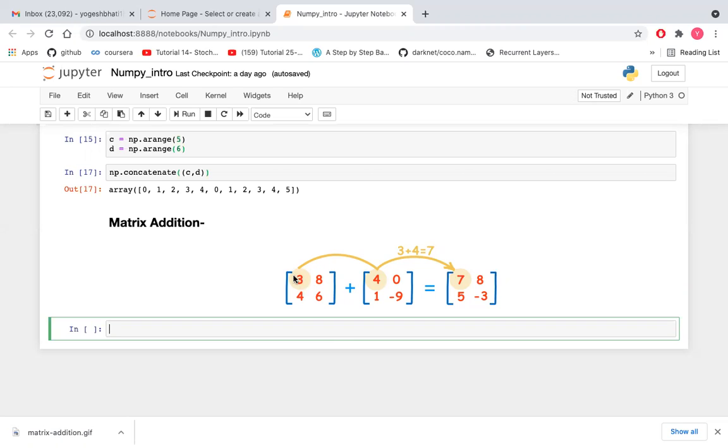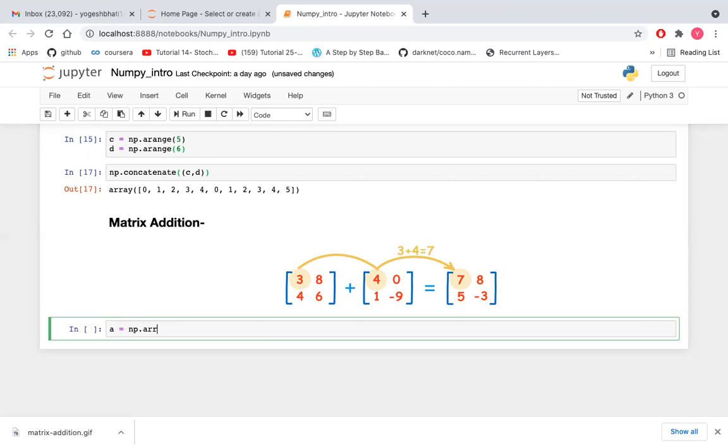Element-wise addition takes place: the first element is added to the first element of the second matrix. So 3 plus 4 gives 7. Similarly, 8 plus 0 gives 8, 4 plus 1 gives 5, and 6 minus 9 gives minus 3. So let's understand with an example how it works.